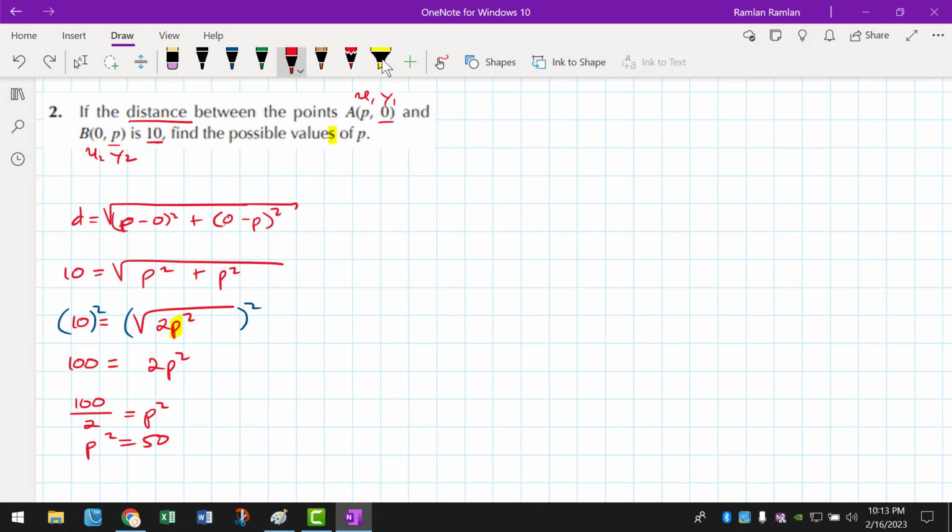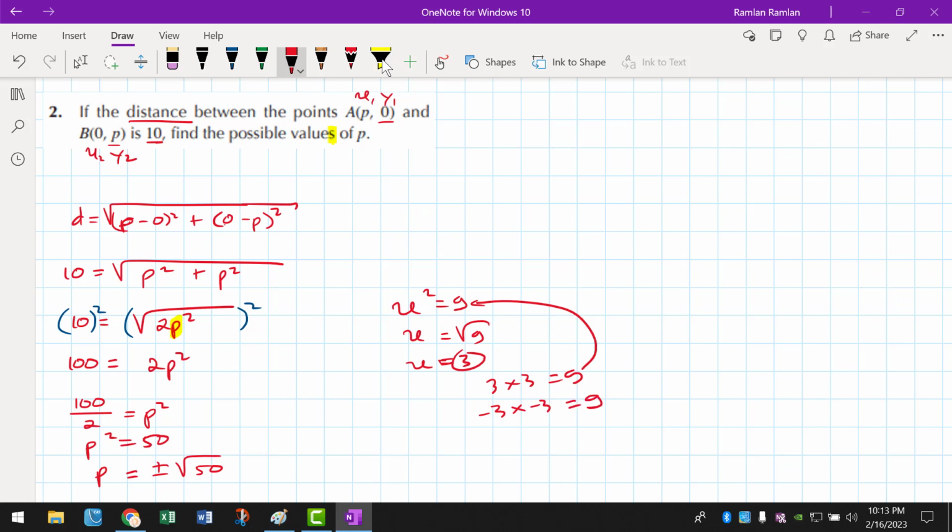So remember that in algebra, if you have a variable being squared equal to some number, when you get rid of the square, there'll be plus minus square root of 50. Why is it plus and minus? For example, if I have x squared equals 9, then you will say x is the square root of 9, and x equals 3. But actually, this is not the only answer because we know that 3 times 3 equals 9, right? But negative 3 times negative 3 also equals 9. This is going to be positive. So that's why you add plus and minus over here. So here, these are the possible values of p.